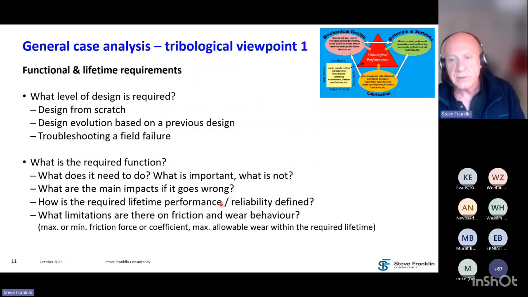How is the lifetime performance, or the reliability, defined? Is that in terms of time, or in terms of a distance, a rolling distance or a sliding distance? And what limitations are there on the friction and wear behavior? Is it necessary to specify maximum or minimum friction forces or friction coefficients, or is there a maximum allowable wear within the required lifetime? What limitations are there?